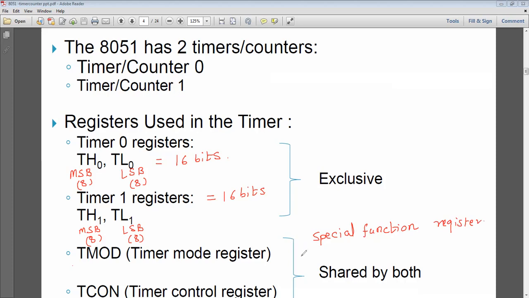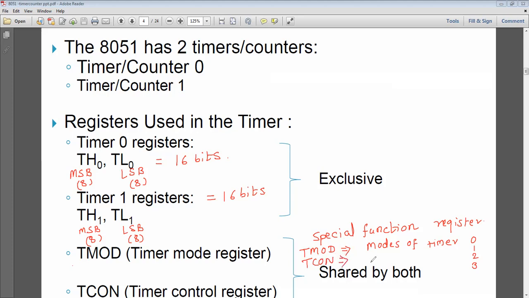Now, in brief, about the TMOD: it controls the mode of timer 0 and timer 1. So it controls the mode operations. There are actually four modes of the timer, out of which the timer will always operate in one. These modes are mode 0, mode 1, mode 2 and mode 3, which we will discuss in the later discussion.